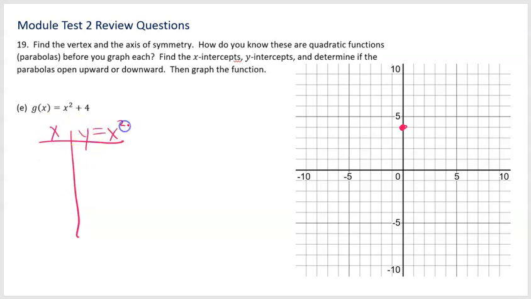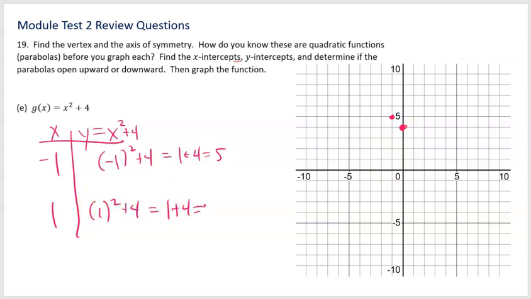Y equals x squared plus 4. What should you plug in? I say a point on each side of that vertex. So let's plug in negative 1 and positive 1. Negative 1 squared plus 4 is 1 plus 4, which is 5. So I'm going to plot the point (-1, 5). And 1 squared plus 4 is 1 plus 4, which is 5, so I plot the point (1, 5). I connect the dots, and then I have a happy parabola.